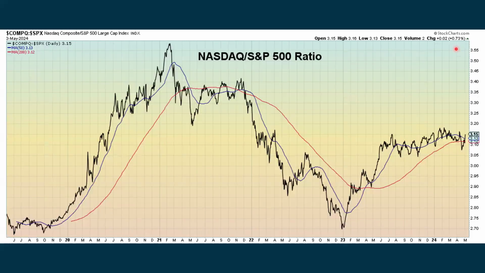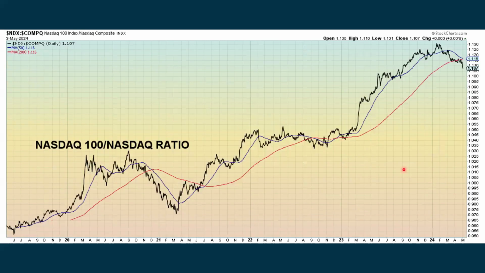The NASDAQ compared to the S&P 500 had been showing some weakness, but now has been coming back, still in a longer-term uptrend. The NASDAQ 100, the biggest stocks in the NASDAQ compared with the rest of the NASDAQ, it's still underperforming, and we're actually getting close to seeing a death cross with this ratio. We'll want to see, is the NASDAQ 100 showing weakness, or is the NASDAQ itself showing a little bit more strength?